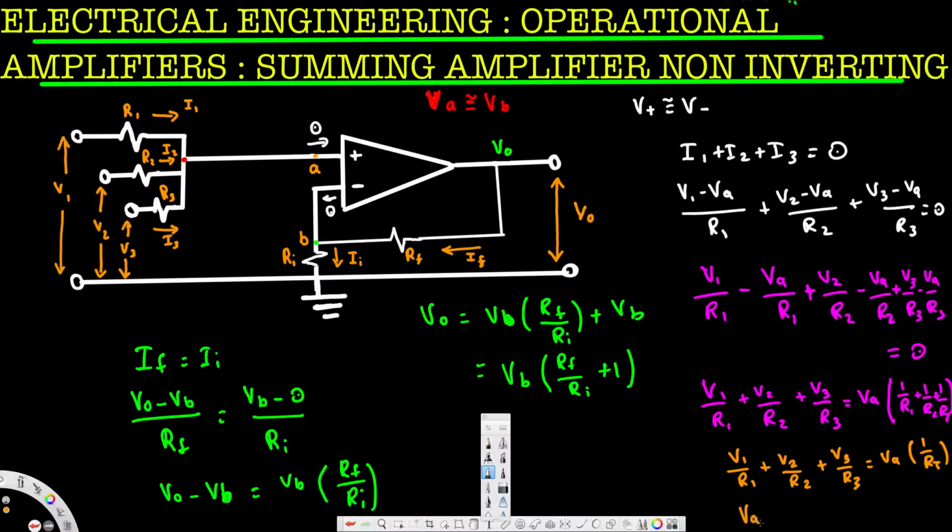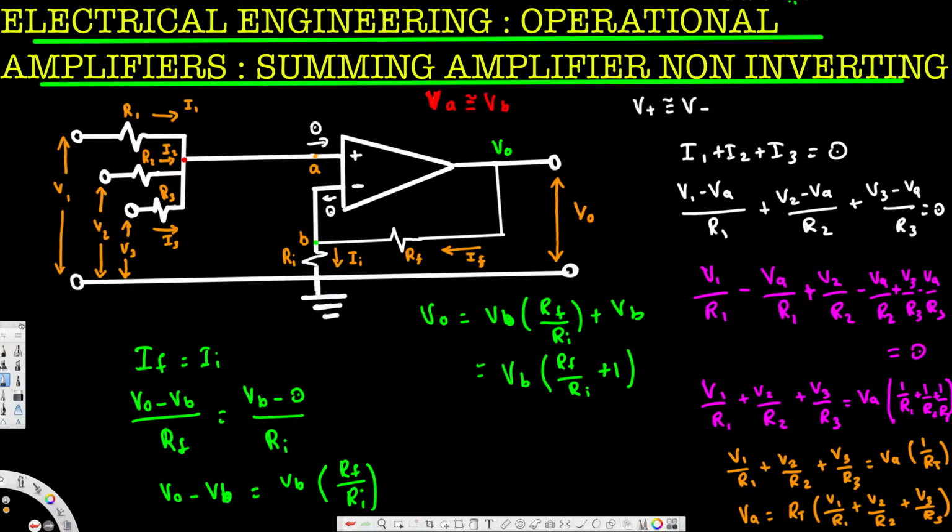So that's going to become VA is equal to RT times (V1 over R1 plus V2 over R2 plus V3 over R3). Now we can write our Vout voltage in terms of input voltages, because we know VA, and we know that VA is the voltage across the positive terminal. That's going to be equivalent to voltage across the negative terminal. Voltage across the negative terminal is equal to VB, and here we already derived the Vout voltage in terms of VB, and since VA is equal to VB, we can replace all of these things in terms of VB.